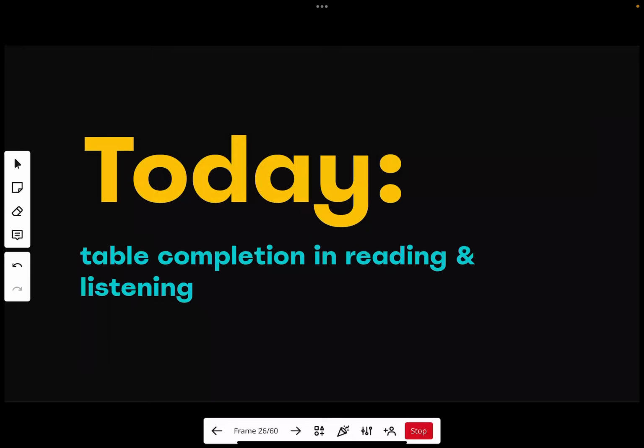First of all, today we're going to focus on table completion in reading and listening both. It's very common in listening especially, and we can also meet this kind of question type in reading as well. Let's start. What is that? I'm going to explain, and then we're going to do some practice. Then you will have, of course, homework. So let's start.